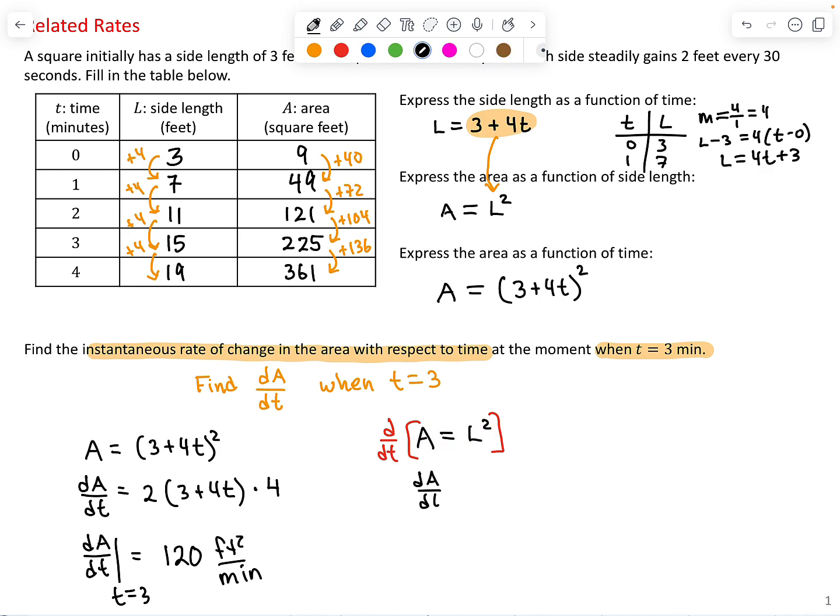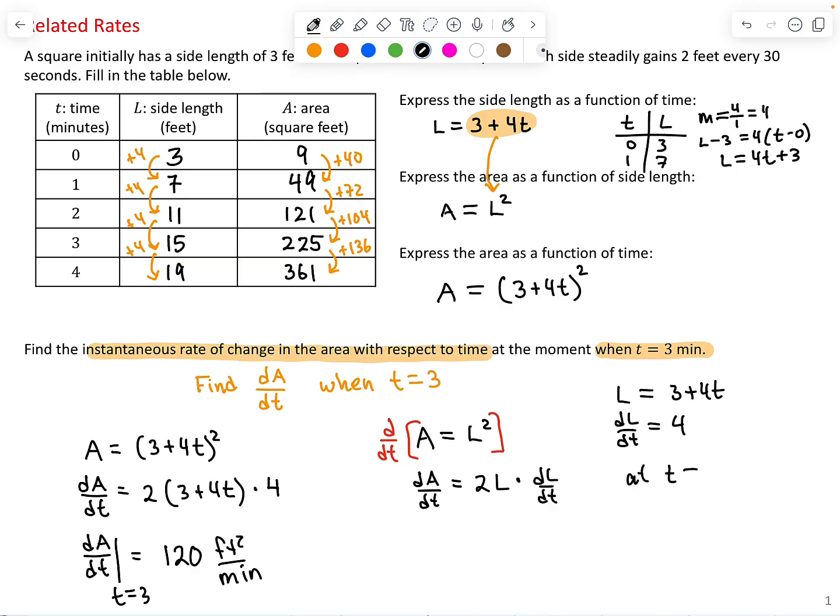So we get dA/dt is the derivative of A with respect to t, and the derivative of L squared will be 2L to the first times the derivative of L, L prime. And this L prime is dL/dt. Now keep in mind that L as a function of time is 3 plus 4t. So the derivative of L with respect to t is 4.